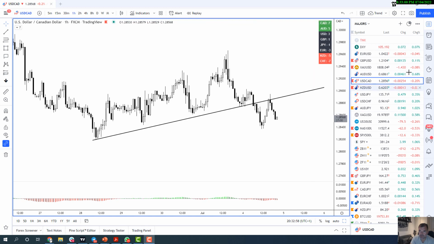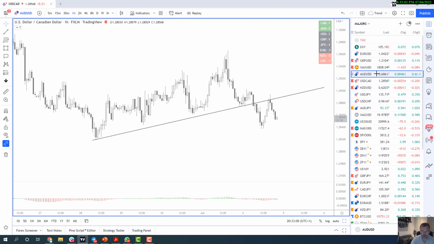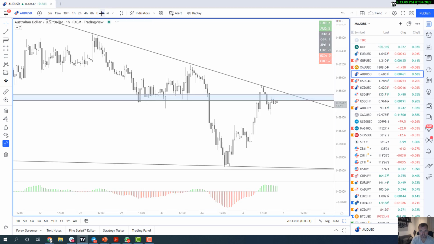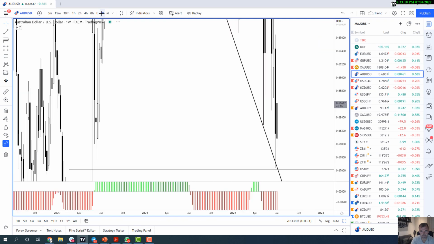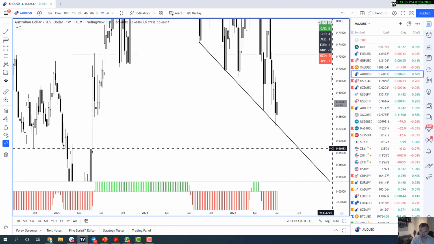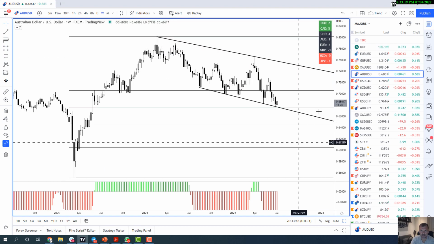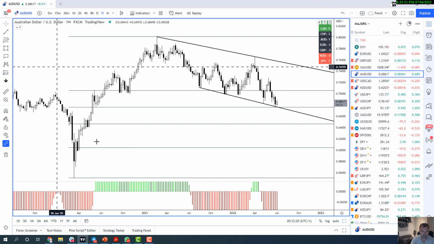If we go over to the Australian dollar, we'll go up to a slightly higher time frame. We'll look at how the market is correlated. We'll go to the weekly chart, and then we'll break it down to the 4-hour chart. So I'm just going to zoom right down so you can take a look at the bigger picture.